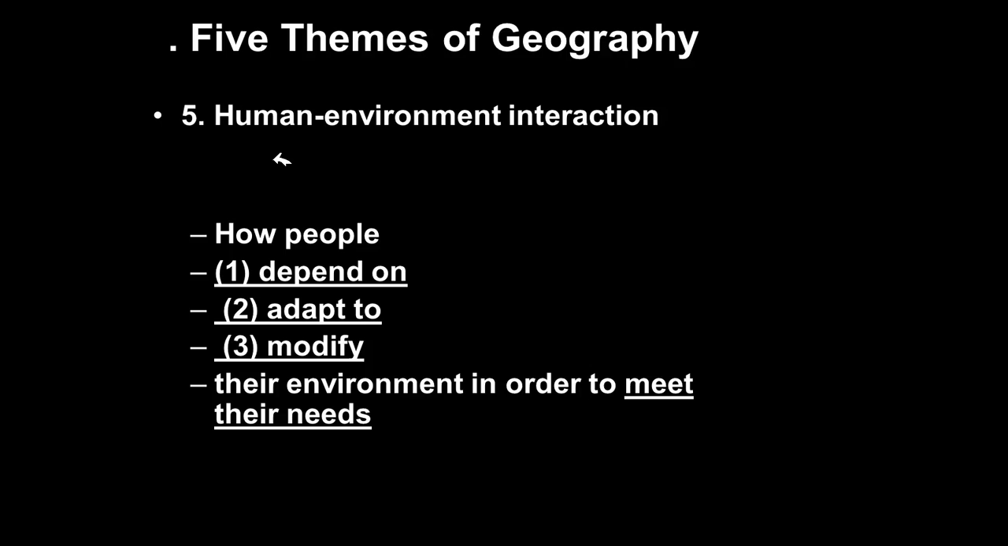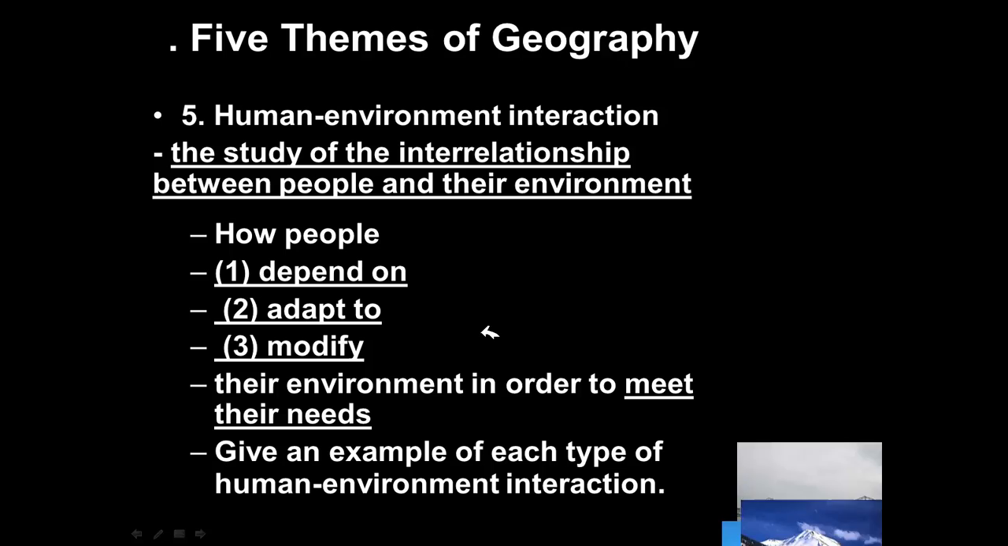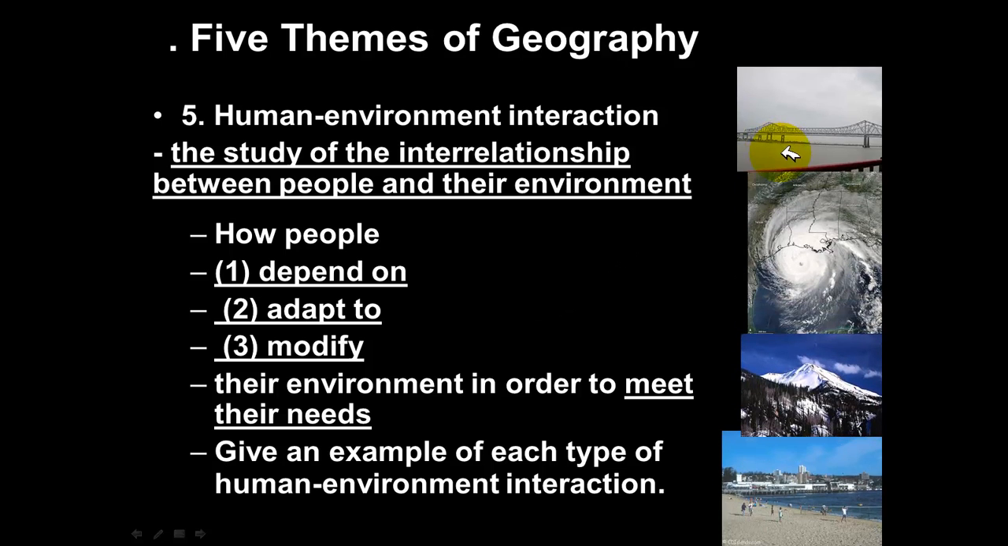The way you spell interrelationship is, interrelationship, between people and their environment. What it covers is how people depend on the environment, adapt to the environment, and modify the environment in order to meet their needs. And these are all examples of how we interact with our environment.